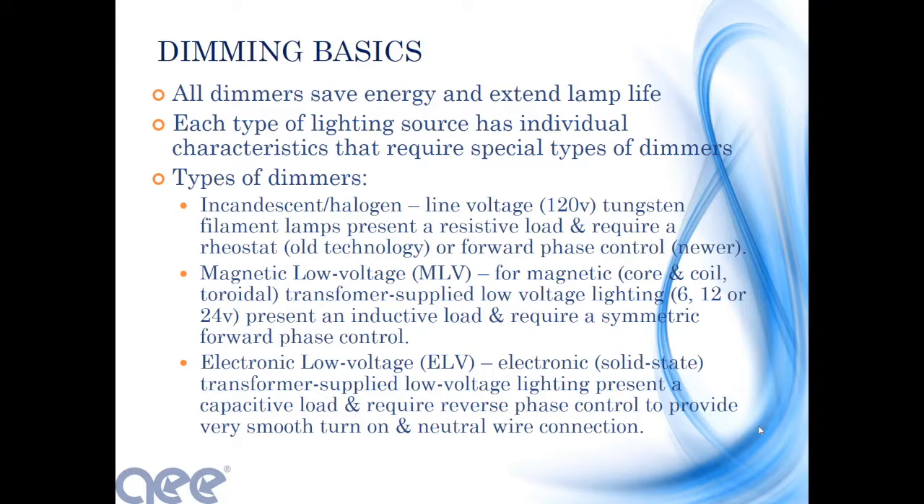First of all, the incandescent halogen. Line voltage, 120 volts, tungsten filament lamps present a resistive load and require a rheostat, which is the old technology, or forward phase control, which is the newer electronic control. We have magnetic low voltage, MLV. Those are for the magnetic core and coil toroidal transformer supplied low voltage lighting, 6, 12, or 24 volts. And they present an inductive load and require symmetric forward phase control.